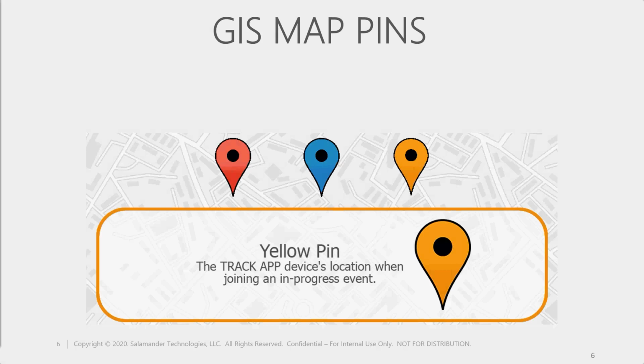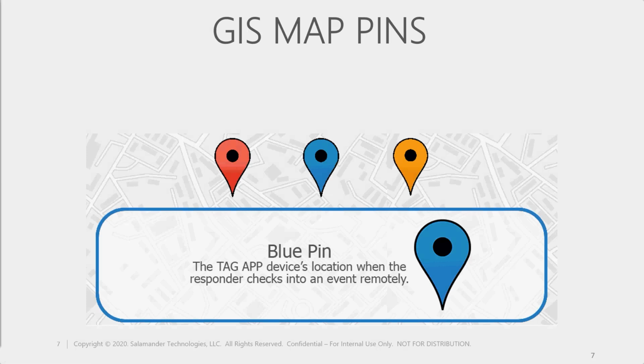The second pin that you may see is going to be a yellow pin. So the yellow pin is the track app's device location when a user joins an event. So when they join the event, it's going to be a yellow pin. Not only that, if a Salamander Live user goes to Salamander Live and they manually enter in a location and set that location as the primary, so that's going to turn it to a red, what's going to happen is the track app that started the event, they'll actually turn that location into a yellow pin. So that's the conversion right there.